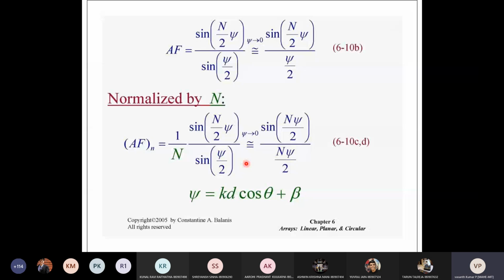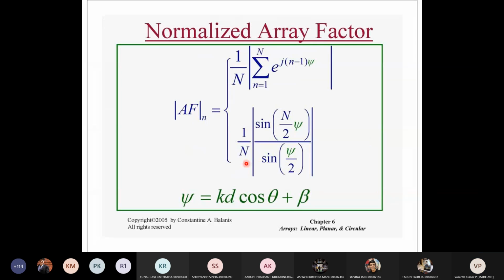So, normalized N for both the patterns. You see here normalized N. What is psi? Psi is equal to kd cos theta plus beta. Beta is the phase shift between two successive elements, the phase shift of the current. So the array factor is like this.